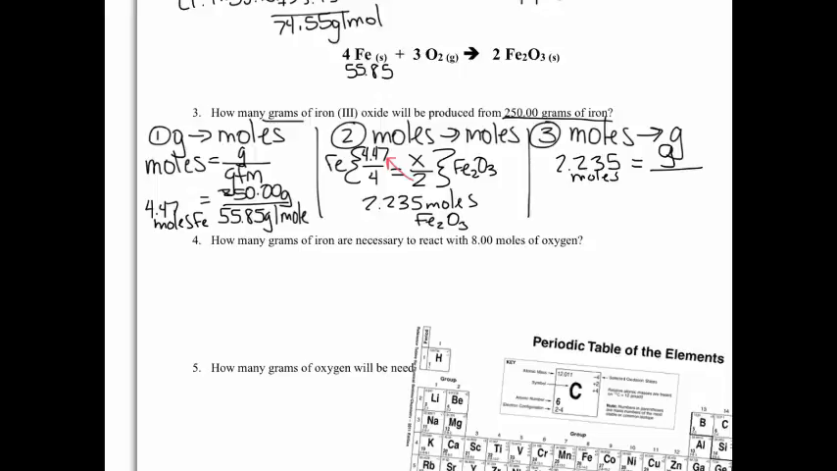So iron, we have 2 of them times the 55.85, and then we have 3 oxygen at 16.00. So we have 111.70, and we have 48 from the oxygen, and just add that up. And we get 159.70. So that's the GFM I'll use down here.